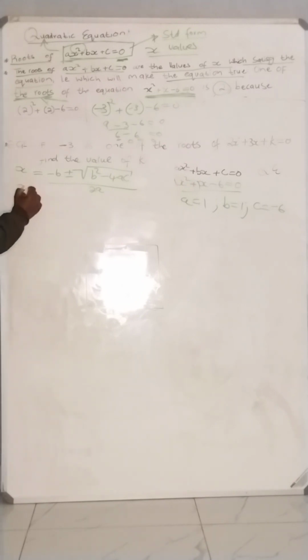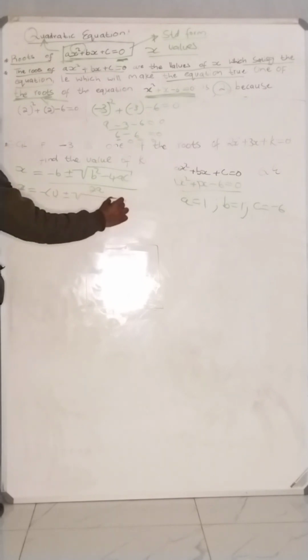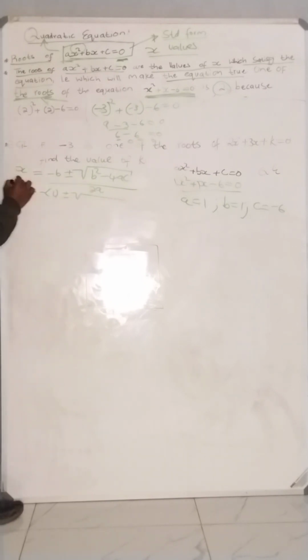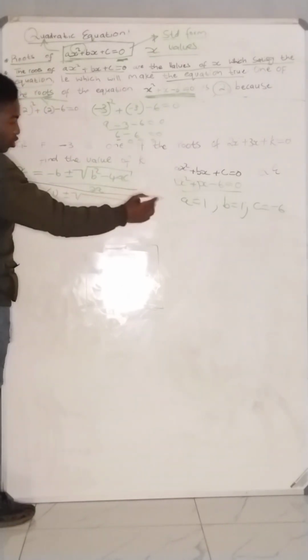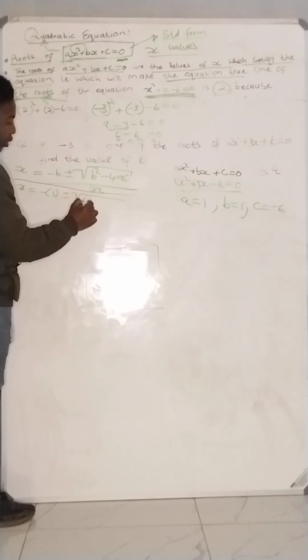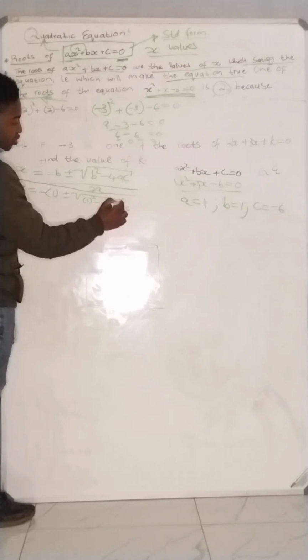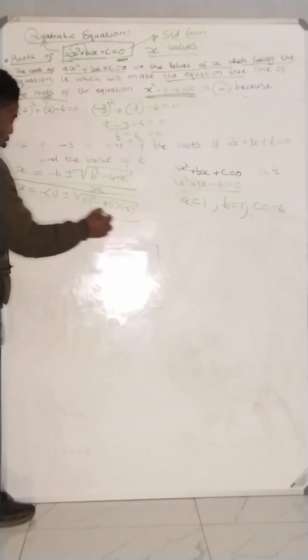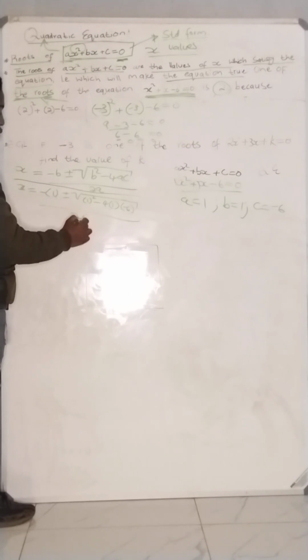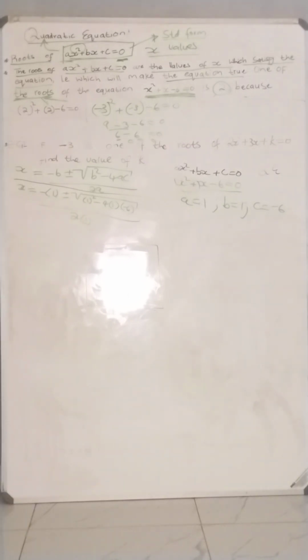Alright, so you'll have x equals minus, your b is 1, plus or minus the square root of, let me do this so that we can have a clear distinction, your value of b, which is 1, squared minus 4 into a, which is 1, c, which is minus 6. Okay, all over 2 into a, which is 1.